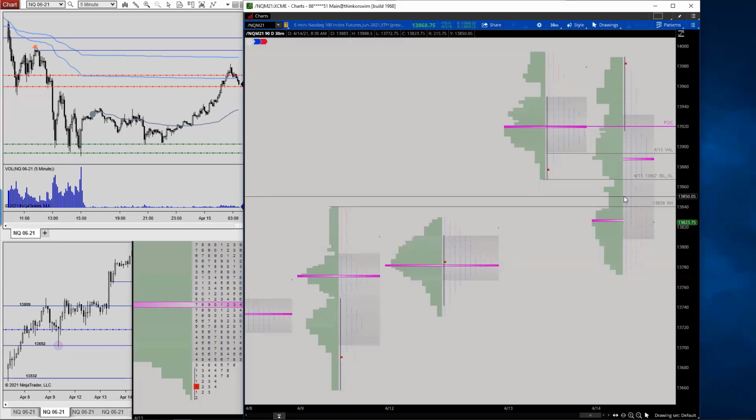Now, throughout the day, when I was referencing these numbers, I was telling people, okay, the point of control now is at 13,950.